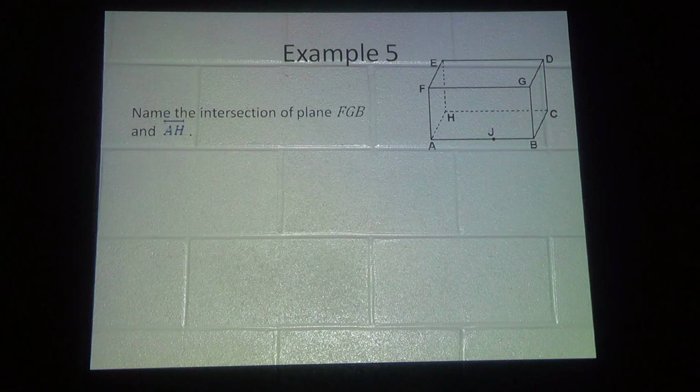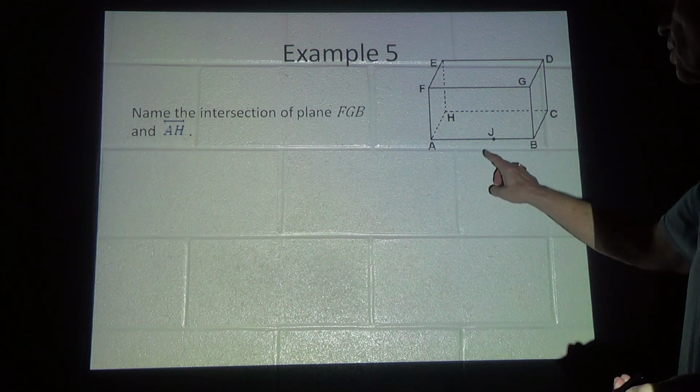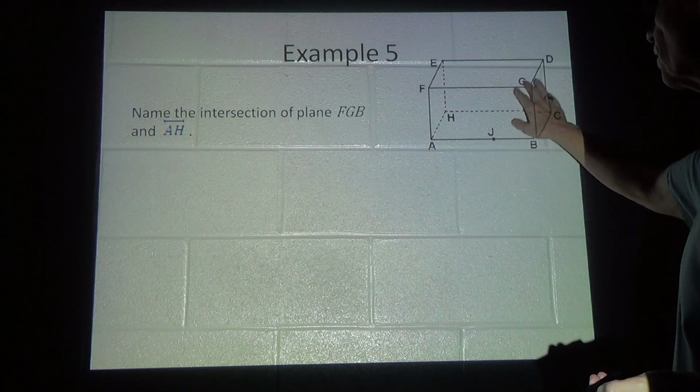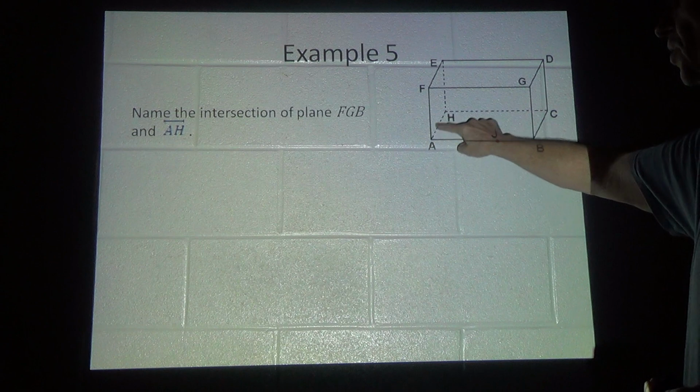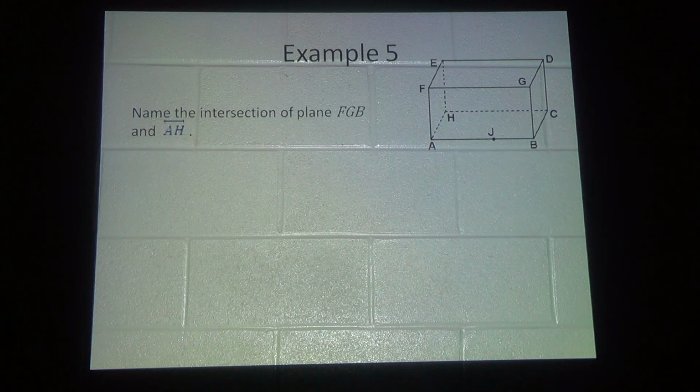Example 5, they want us to name the intersection of plane FGB, which is this plane that's running across the front, and line AH. Okay, so they intersect at point A. Because the intersection of a plane and a line will always be a single point or the whole line, one of the 2.